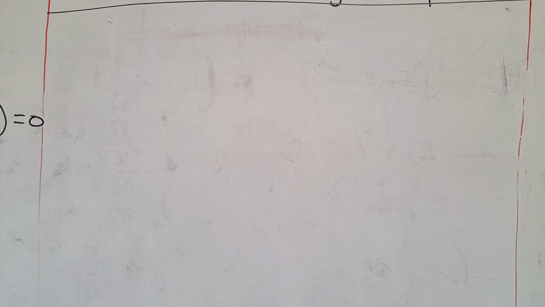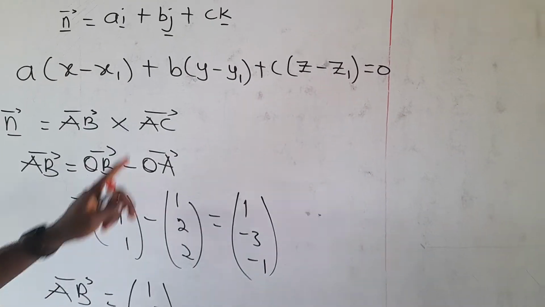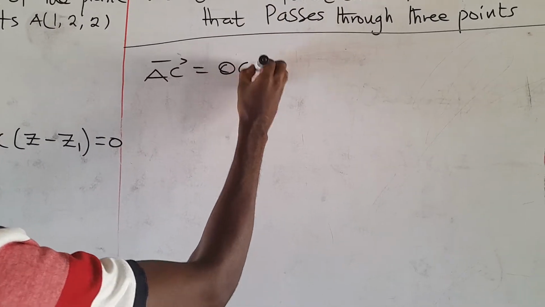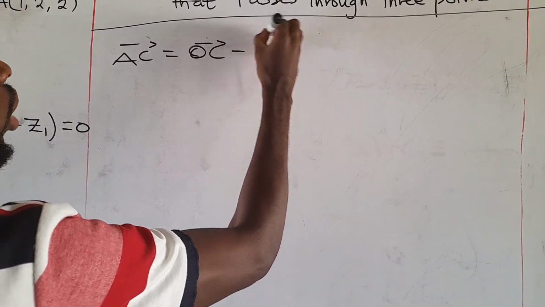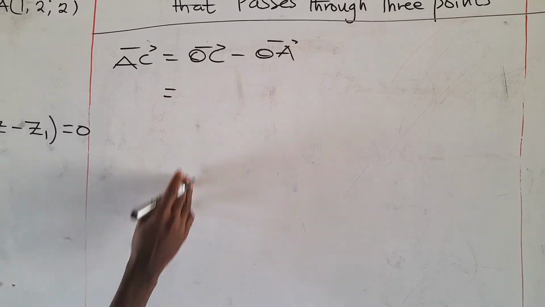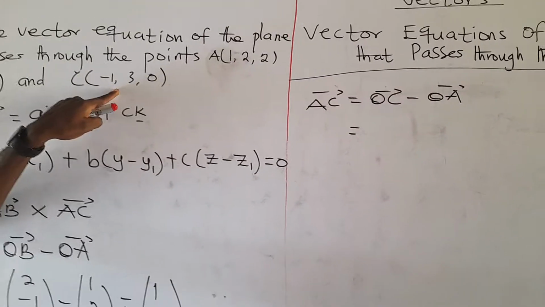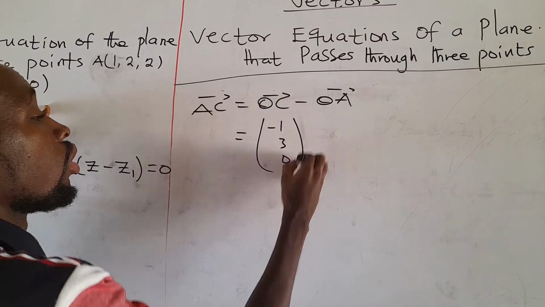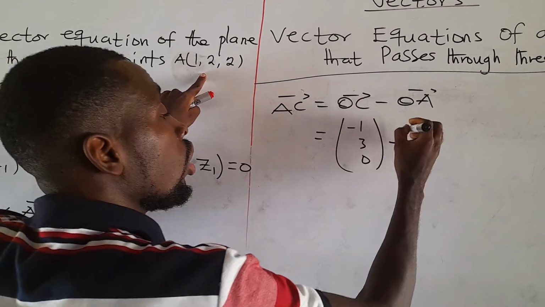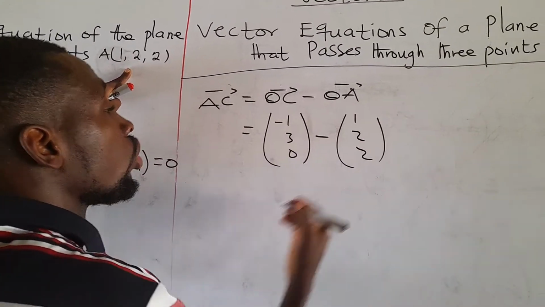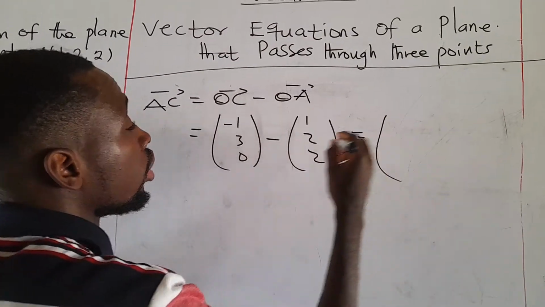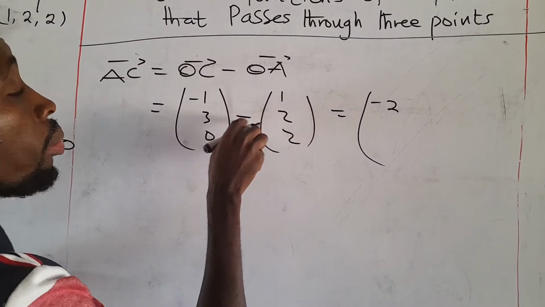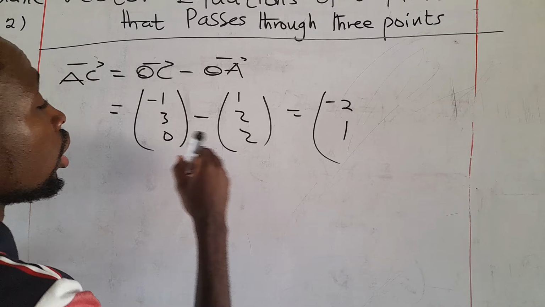Since we found AB, we need to find AC. So our AC will be equal to OC minus OA. Our OC is negative 1, 3, 0, minus the OA, which is 1, 2, 2. We'll subtract this. Negative 1 minus 1 will be negative 2. 3 minus 2 will be 1. And 0 minus 2 will be negative 2.